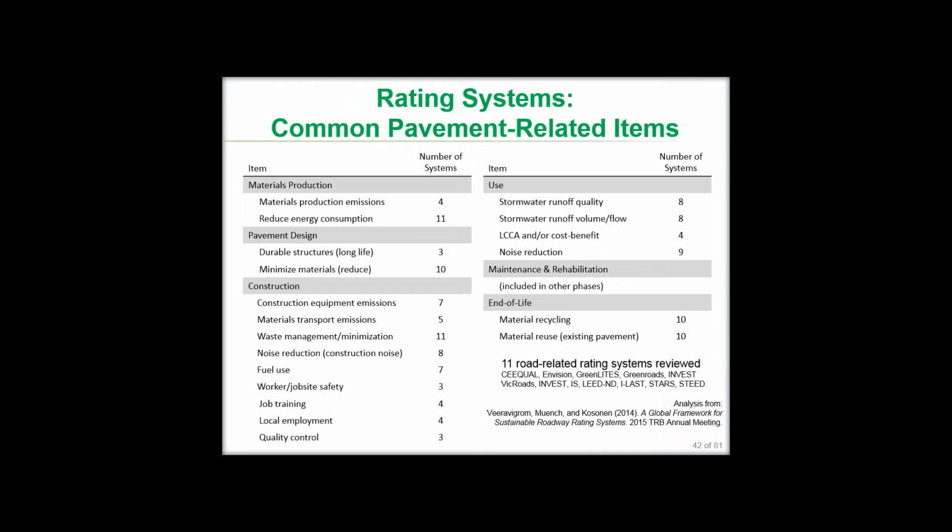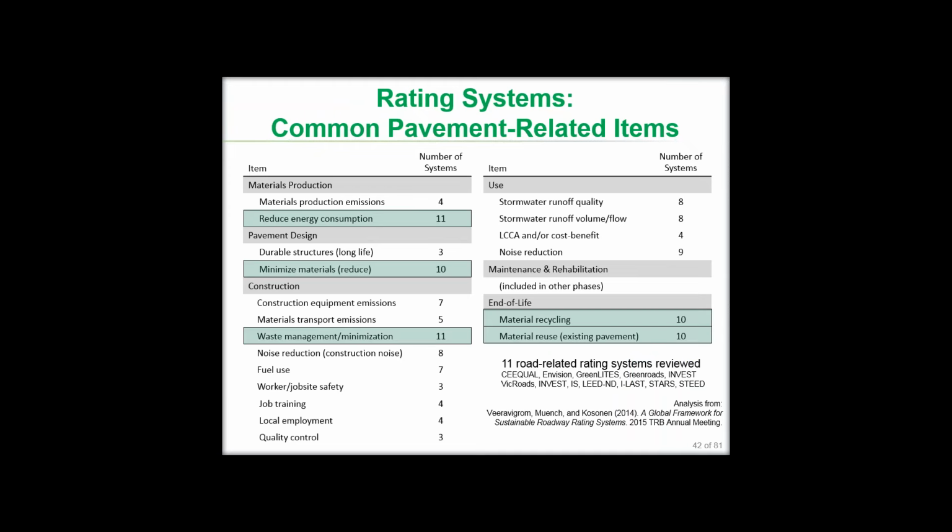So if you look at these rating systems out there, what do they typically talk about when it comes to pavements? So here's a listing of some common pavement-related items that they typically address. The ones highlighted you'll find in pretty much any system. So you'll see reduced energy. They'll ask for reduced energy consumption in materials production, minimize materials used in a particular design. You'll typically see some sort of waste management or waste minimization, and then at end of life, materials recycling and materials reuse are very common.